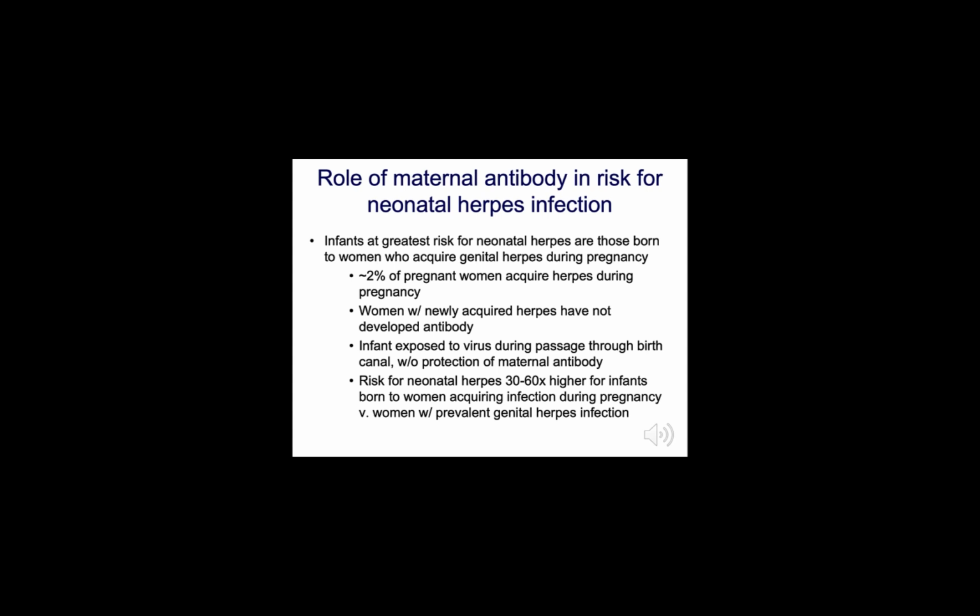And so a baby is then born without the benefit of protective maternal antibody and exposed to the virus. About 2% of pregnant women who begin pregnancy without herpes will acquire herpes during pregnancy. And as I said, women with recently acquired herpes may not have yet developed antibody, and the infant then gets exposed during delivery. The risk for neonatal herpes is between 30 and 60% higher for infants who are born to women who acquire infection during pregnancy compared to women who enter pregnancy already infected with genital herpes.